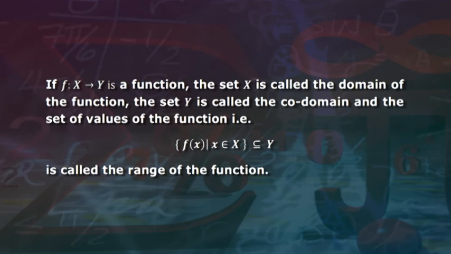If f from X to Y is a function, the set X is called the domain of the function, the set Y is called the codomain, and the set of values of the function, that is the set of f(x) such that x is in X, which is a subset of Y, is called the range of the function.